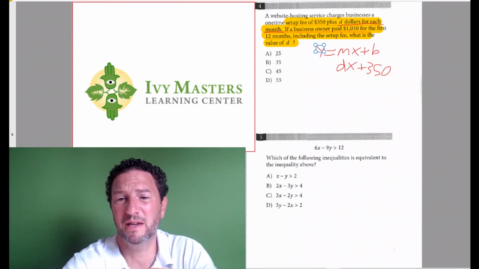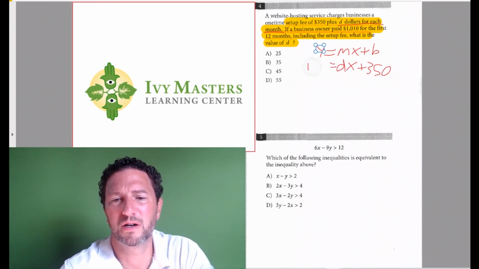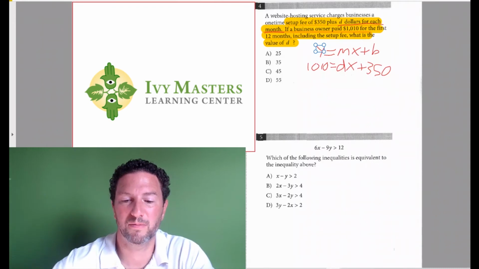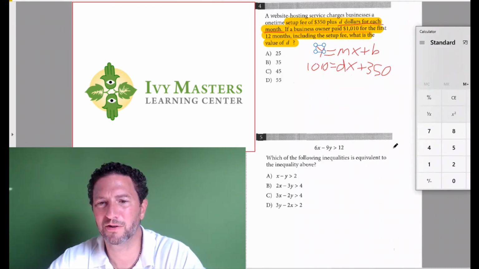Then the business paid $1,010 for the first 12 months. That's your total cost. So I'm going to put that over here. And now what do you have to do in order to solve it? This is with calc math. So I'm going to pull up my high-tech calculator over here.